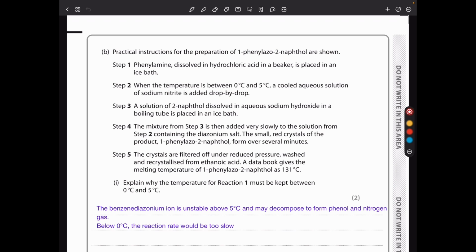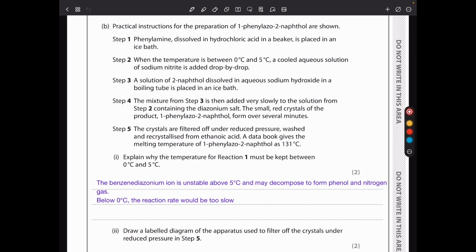1-phenylazo-2-naphthol are shown. Phenylamine dissolved in hydrochloric acid in a beaker is placed in an ice bath. When the temperature is between 0 to 5, a cold aqueous solution of sodium nitrite is added drop by drop. A solution of 2-naphthol dissolved in aqueous sodium hydroxide in a boiling tube is placed in an ice bath. The mixture from step 3 is then added very slowly to the solution from step 2 containing the diazonium salt.